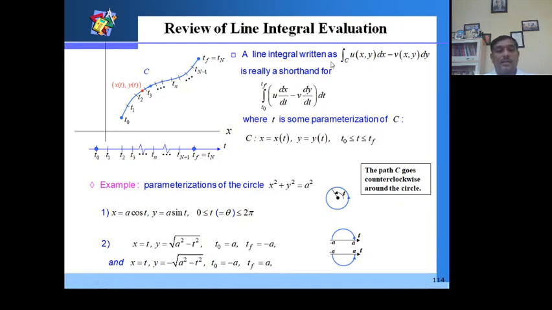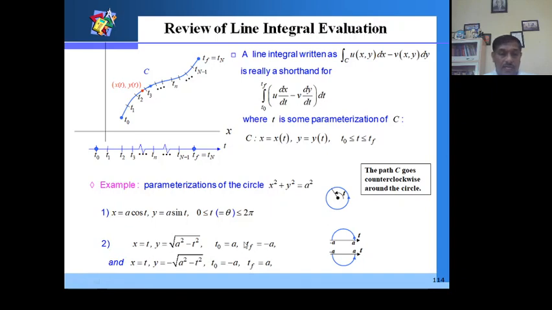Here are some examples related to line integrals. This is a parameterization of a circle. You know the general circle equation, x square plus y square is equal to a square. Here the center is 0, 0 and the radius is a. We can express this in a parameterization: the path C goes counterclockwise around the circle. Here x can be written as a cos theta and y as a sin theta, and the parameter theta lies between 0 to 2 pi. Then we can do this using the parametric condition.